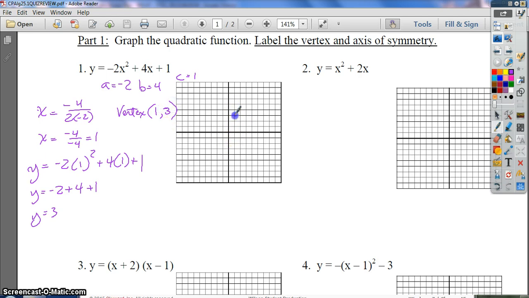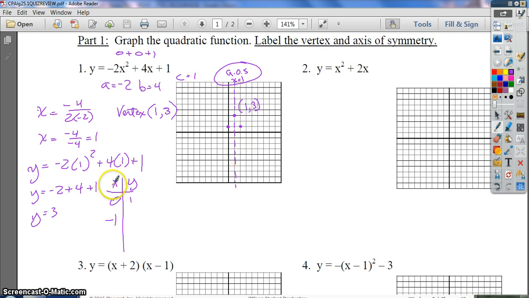So if I go 1, up 3, there's my vertex. Here's my axis of symmetry. It's going down. This is my AOS, x equals 1. That's a point. This is a point. Now, let's go ahead and start plugging numbers in to fill the rest of our graph. I'm going to do 0 and -1. If I put 0 in here, this would be 0 plus 0 plus 1. So 0, 1 is my first point.